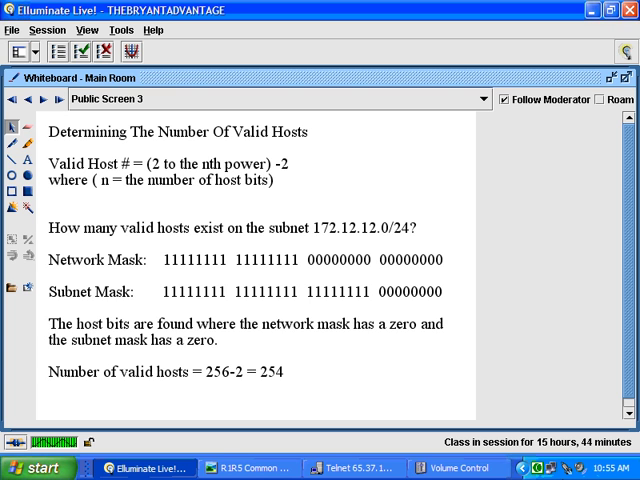Now, what are the host bits, you may ask? Well, what we've done here to identify the host and subnet bits is written out the network mask for this subnet and then the subnet mask right under it.